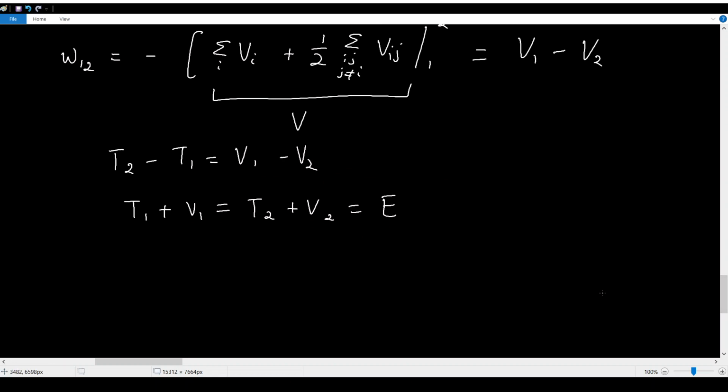So if the external and the internal forces are conservative, and if you assume the strong law of action and reaction, then the total energy is conserved. This is the law of conservation of energy.